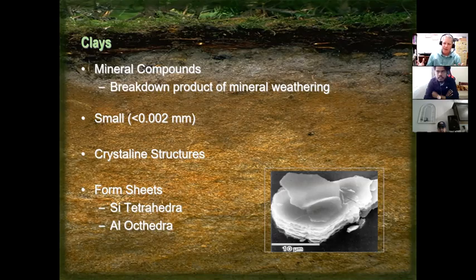Now, the way we get to clays is everything starts out as a rock, right? Then over time, clays are the natural product of weathering and mineral breakdown. They tend to have crystalline structures, and I'll show you what that means in a little bit. They end up forming sheets. This is a scanning electron micrograph of a clay particle. You can see this sheet arrangement, stacked on top of each other. It forms a silica tetrahedra and an aluminum octahedra, and we'll talk about that again in a minute.